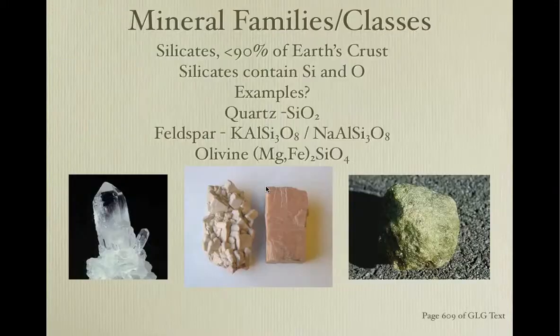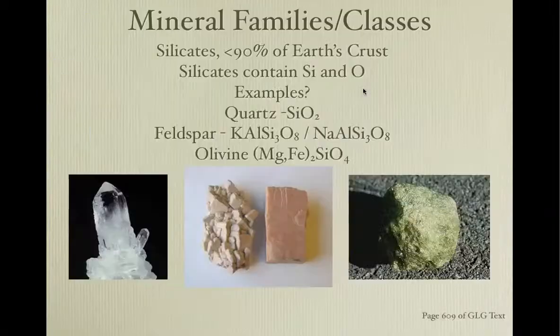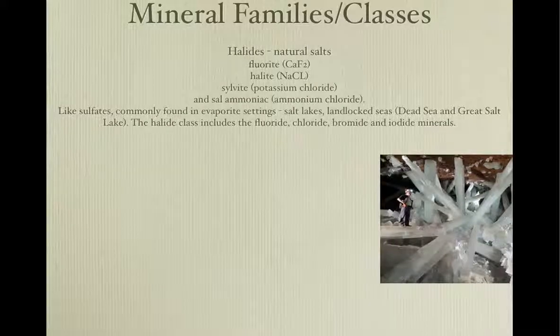Between these three families, the silicates, the carbonates, and the sulfates, we have just gone through most of the mineral families or classes on the crust of the Earth. Now, one more, halides, which are called natural salts. Anything with something from the left of the periodic table and the right of the periodic table. Fluoride, calcium fluoride. Salt, sodium chloride. Sylvite, potassium chloride. Sal ammoniac, which is ammonium chloride. And a lot of the things that are left behind by evaporites, including bromides, iodides, fluorides. These are all salts too.